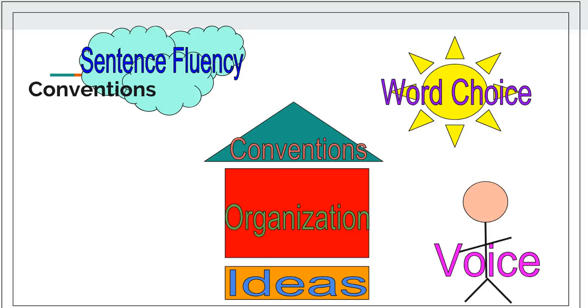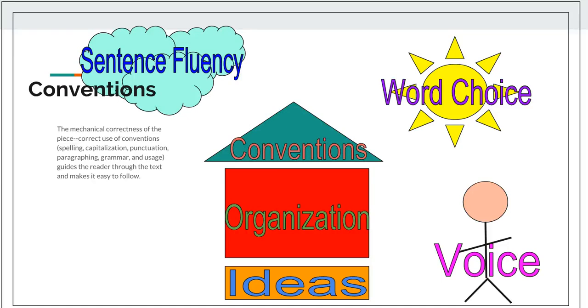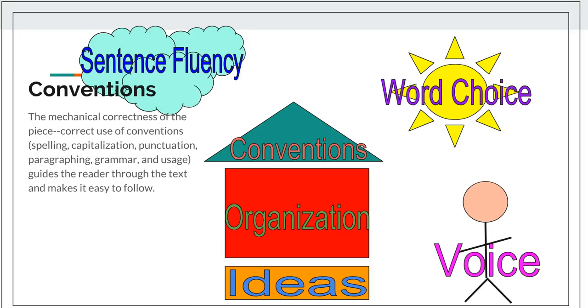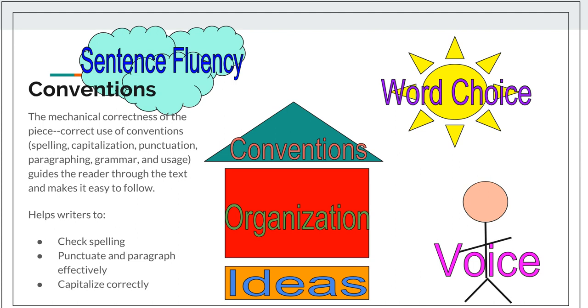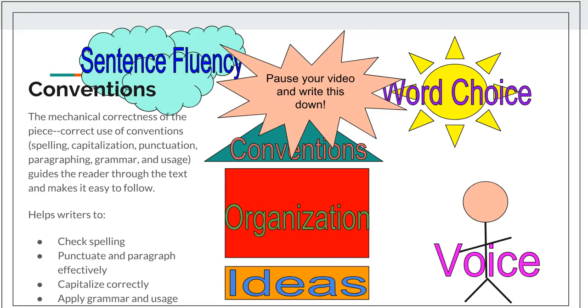Last of the actual writing portions is your convention. And this is the mechanical correctness, so whether or not you use correct spelling, capitalization, punctuation, etc. And this guides the readers through the text and makes it easy for them to follow. This helps readers to check their spelling, punctuate and paragraph effectively, capitalize correctly, and apply grammar and usage, because all of these things build meaning. Pause your video and write down that conventions is the mechanical correctness of a piece.